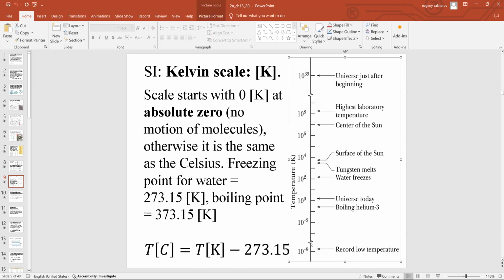This little diagram shows you the reference temperatures around the universe. You can see that water freezes at about 100, 200. And then the surface of the sun is already thousands of Kelvin degrees. The center of the sun is about 10 million degrees. And the universe right after the beginning at the Big Bang stage was very, very hot and gradually cooled down to what we have as of today. You can see that today the overall universe temperature is about 4 degrees Kelvin.